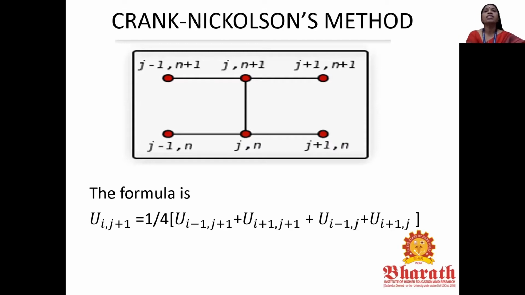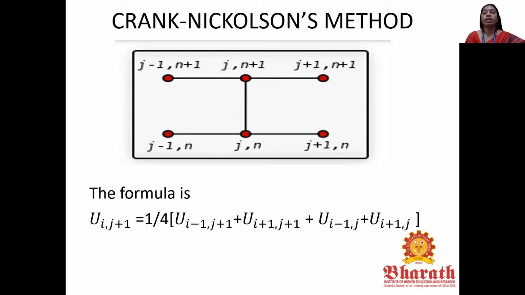So next is the Crank-Nicolson method. You can see the grid. The lower portion is j comma n. If you go to your left side, it is j minus 1 comma n, and if you go to this side, it is j plus 1 comma n. If you go up, it is j minus 1 comma n plus 1, then j comma n plus 1, then j plus 1 comma n plus 1.